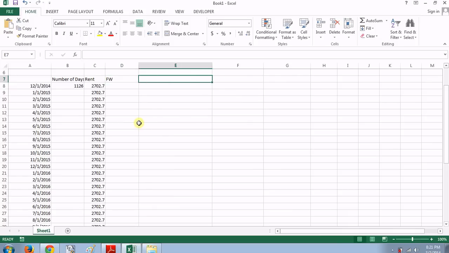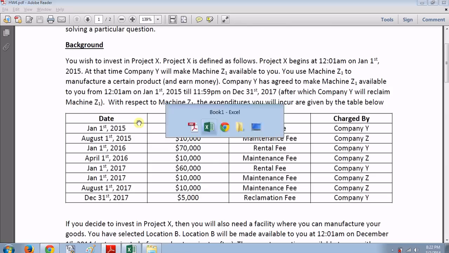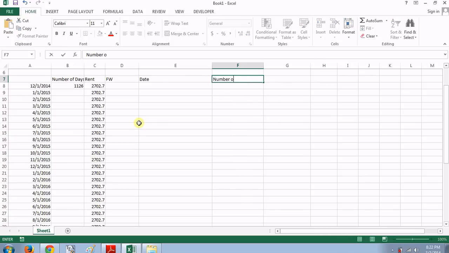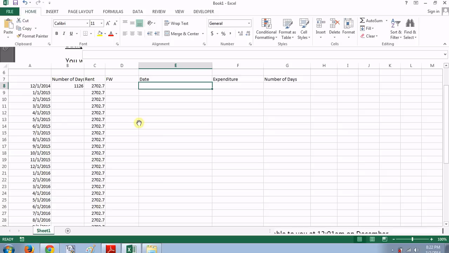So once again, all I have to do is copy that table down here properly. I'm not going to type in reason, nor am I going to type in charged by. So I'm just going to put number of days. I'll make that clear in some time. Let me do expenditure and then number of days. Okay, what's the dates? Dates are very important. Some of you got the dates wrong, so keep that in mind.